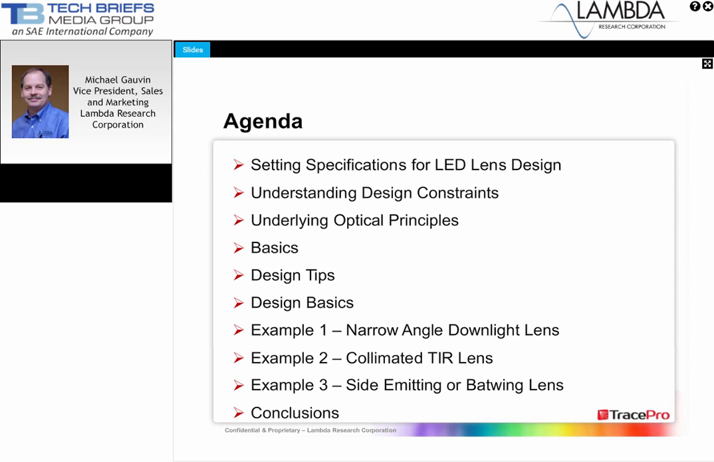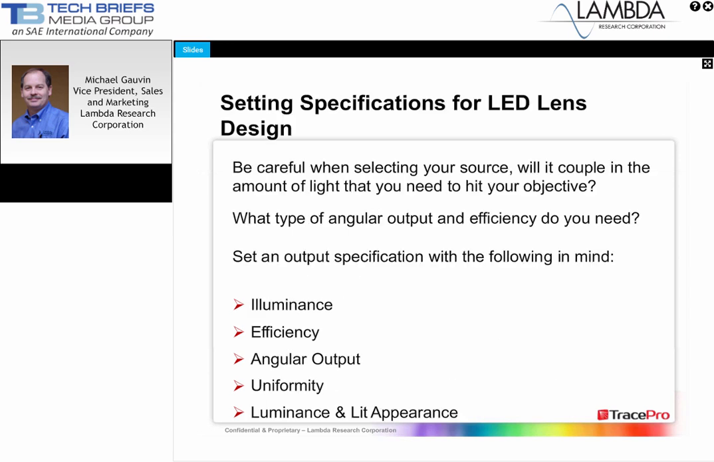And then we're going to follow this up with 3 examples: a narrow angle downlight lens, which we'll go through and show several different examples of, and then we'll go through and optimize it. A collimated TIR lens, and finally for our 3rd example, a side-emitting or BATWING lens. And I'll follow up with some conclusions.